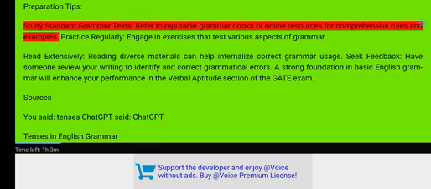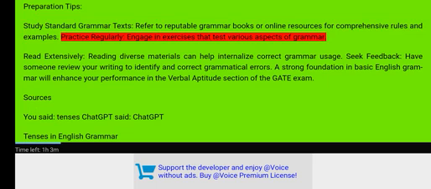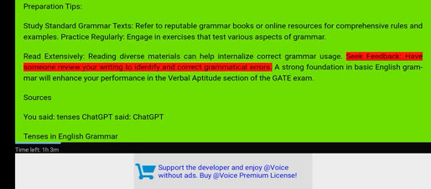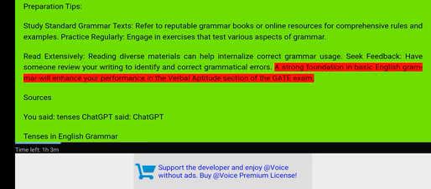Preparation tips. Study standard grammar texts. Refer to reputable grammar books or online resources for comprehensive rules and examples. Practice regularly. Engage in exercises that test various aspects of grammar. Read extensively. Reading diverse materials can help internalize correct grammar usage. Seek feedback. Have someone review your writing to identify and correct grammatical errors. A strong foundation in basic English grammar will enhance your performance in the verbal aptitude section of the GATE exam.